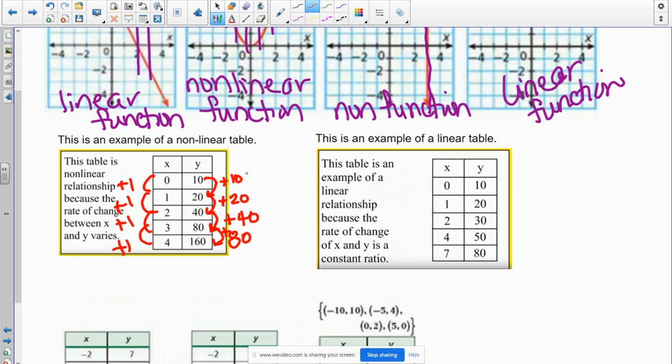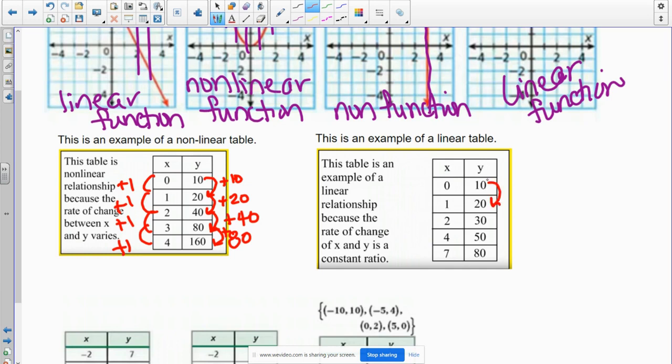Now, if you look at this, there's definitely a pattern: add 10, 20, 40, 80, but this is not constant. If it was constant, it would have been 10, and then plus 10, plus 10, plus 10. Here is an example of a linear.